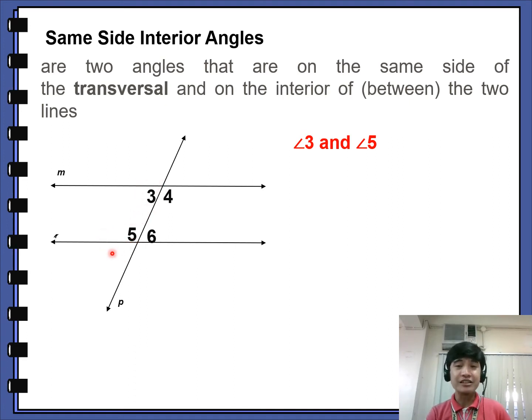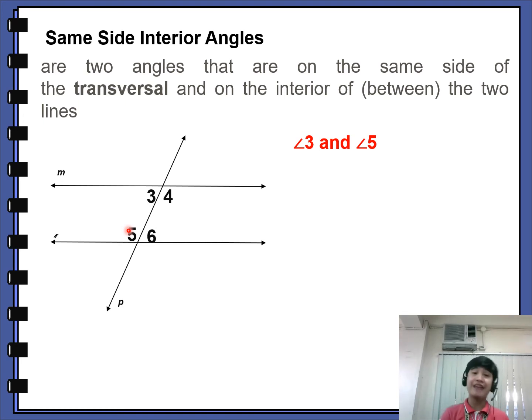Okay? So, halos, kabaliktaran lang siya ng alternate interior angles. So, hinahanap kasi natin sa alternate interior angles, non-adjacent, tsaka lying on the opposite side of the transversal. Dito baliktad. Una, adjacent sila. Pangalawa, lying on the same side of the transversal. Si angle 3 at angle 5 po ay parehas na nasa left side ng transversal. Okay? And at the same time, adjacent in nature.